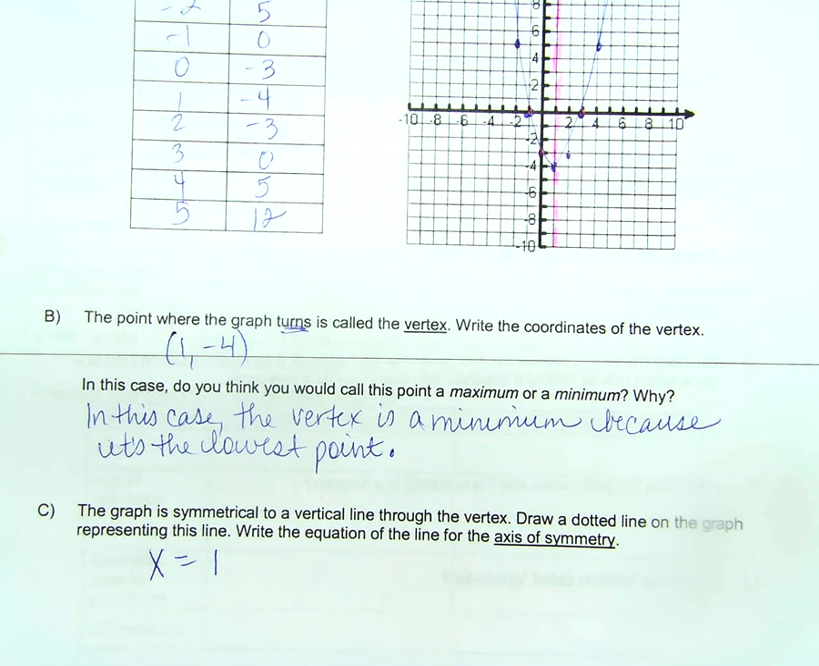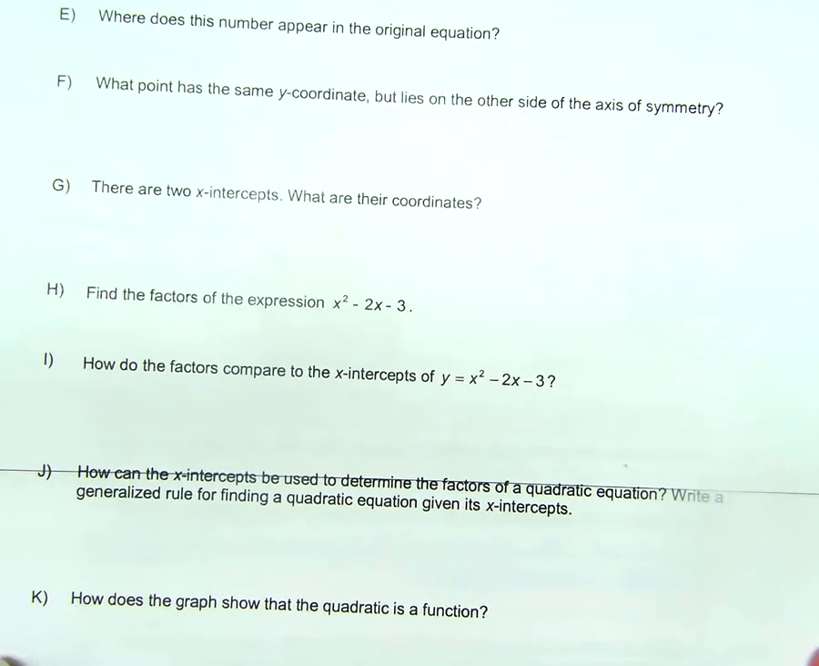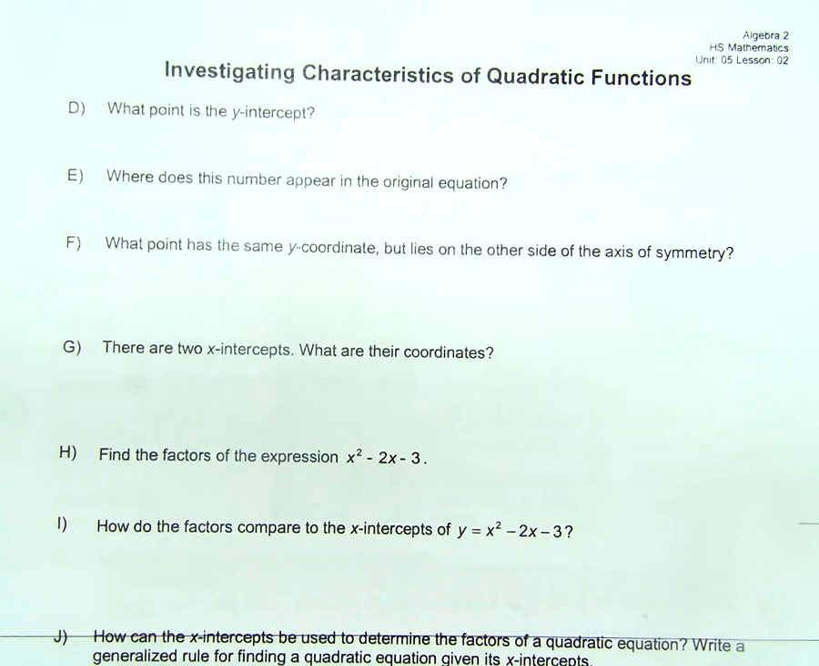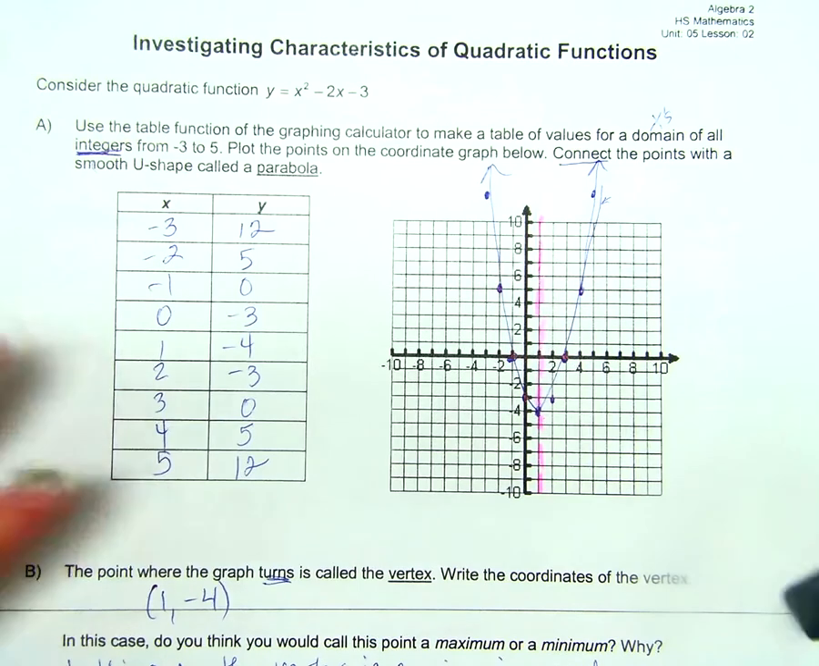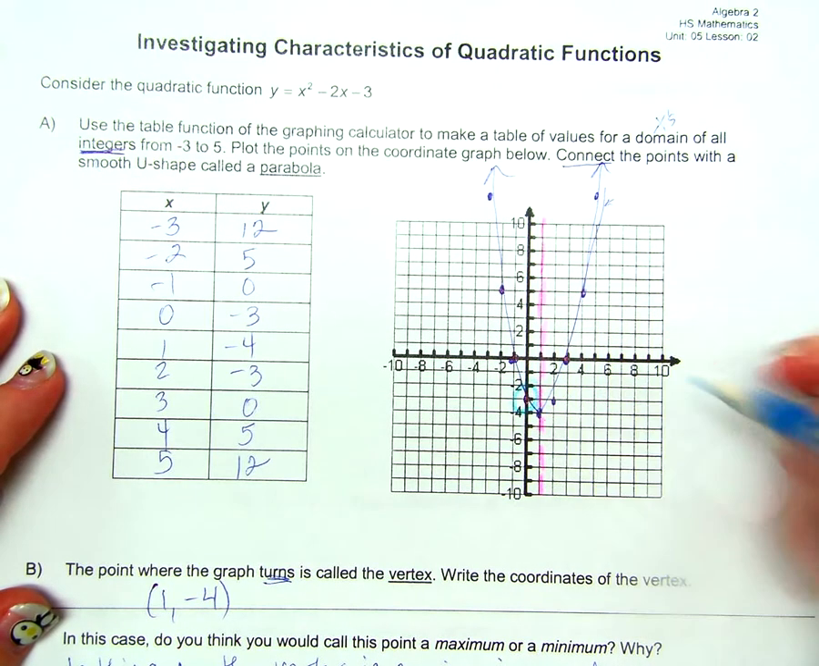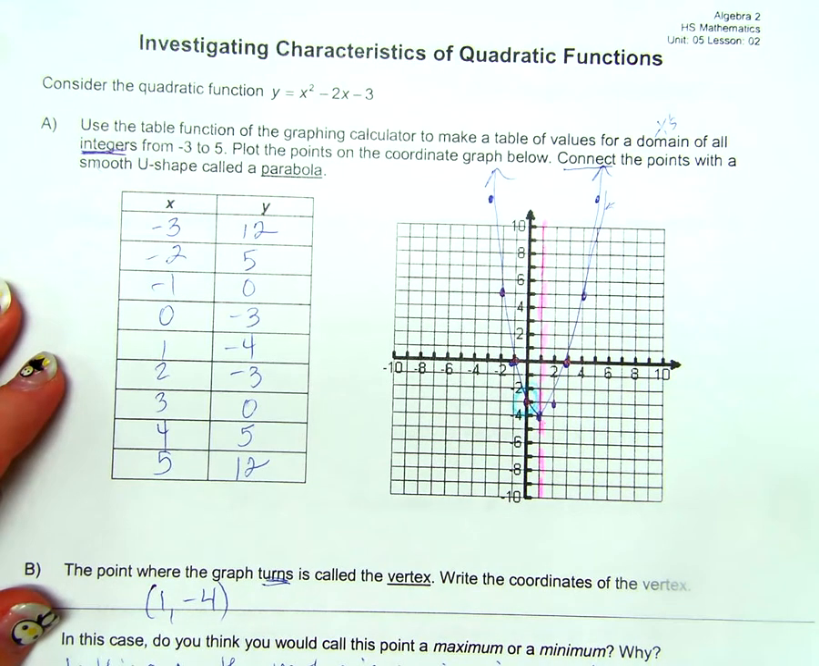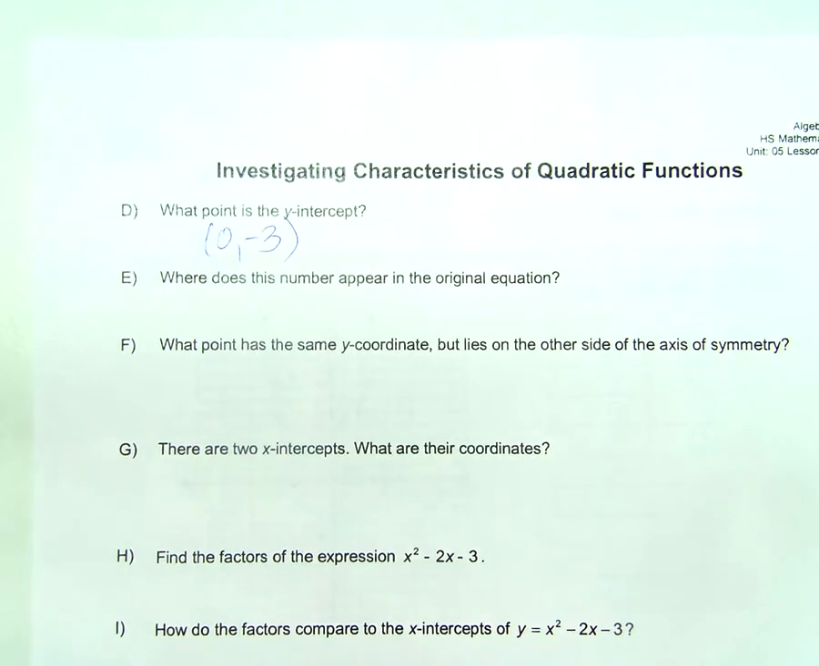Isn't x equal to 1 in the vertex? Yes. Okay. Any questions so far? Okay. What point is the y-intercept? What's a y-intercept again? Where it crosses the y-axis. That would be that point right there, right? So that would be (0, -3). Okay.